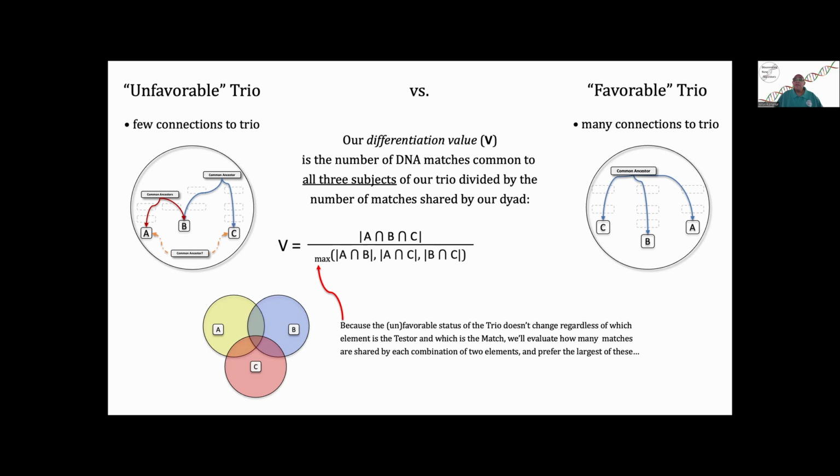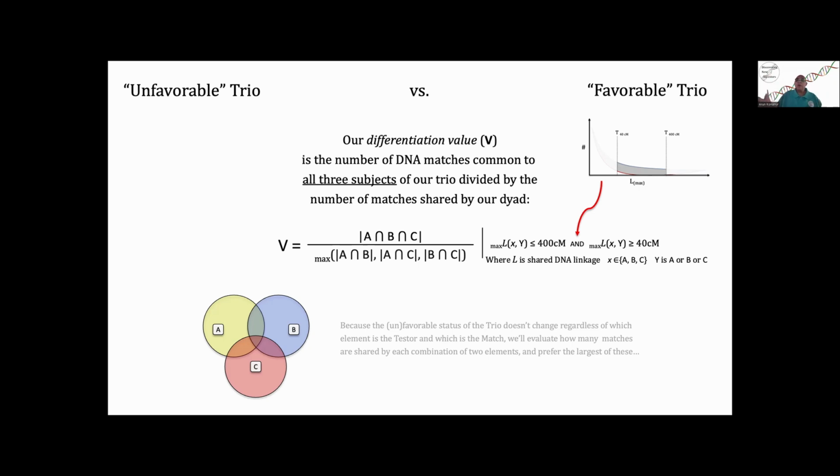However, because the trio formed by our three individuals remains favorable or unfavorable regardless of which elements we identify as our dyad, we actually want to evaluate all of the trio's three consistent dyads and prefer the largest of these. Note that we also need to make a provision for situations where two of the trio's members are closely related. I'm not going to go into the specifics here, but we're basically addressing the two-legged stool issue, and the shared match differentiation process makes provisions in this regard by employing a separate dyad threshold to exclude dyads in our trio which are closely related.